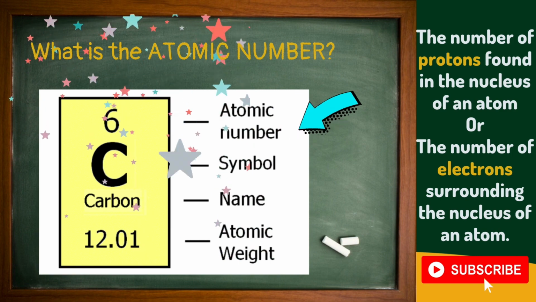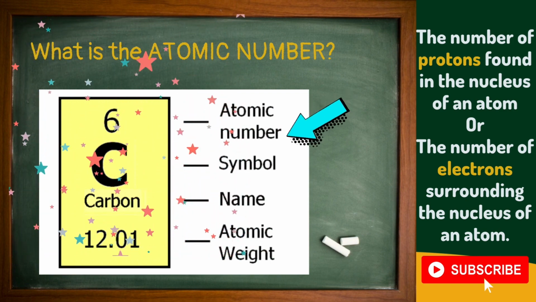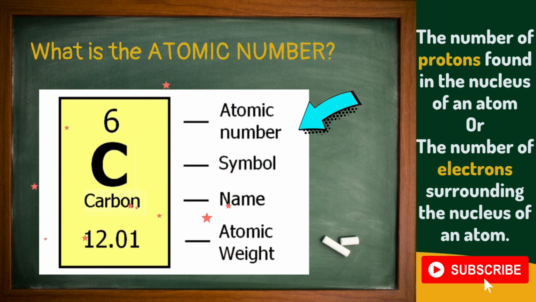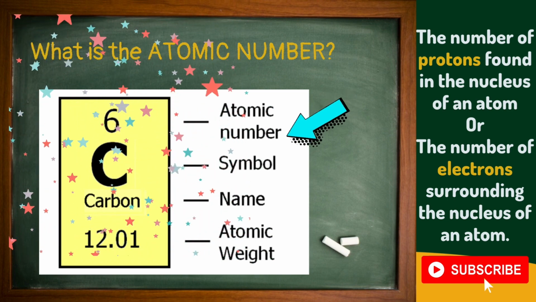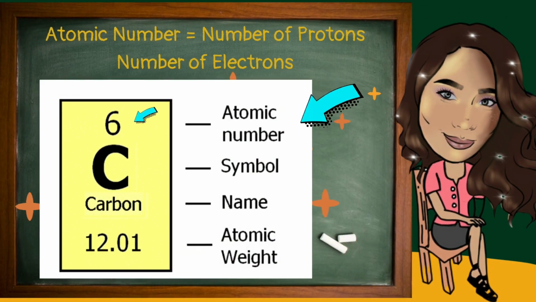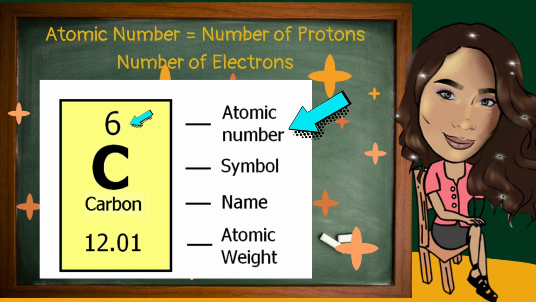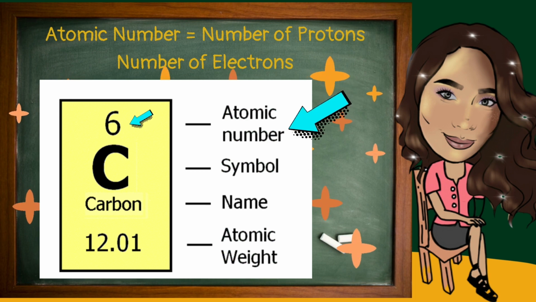If you look closely at each element, we can find the atomic number. So what is the atomic number? It is the number of protons found in the nucleus of an atom, or the number of electrons surrounding the nucleus of an atom. Here we can find the atomic number of carbon, which is 6. It means that carbon has 6 protons and 6 electrons, that is if it is neutral in charge.